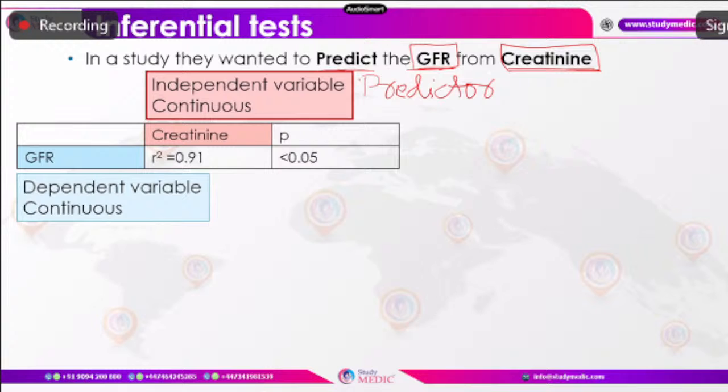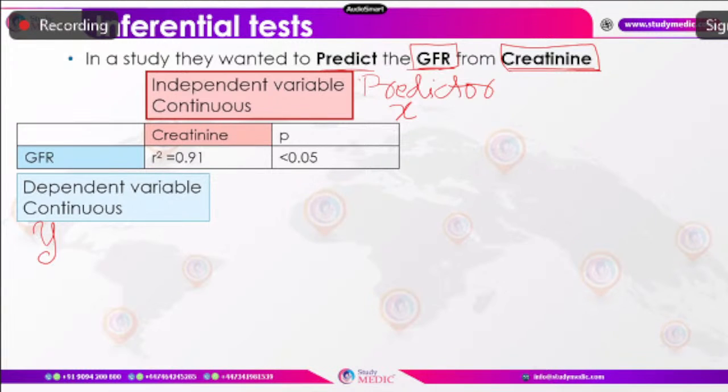Now, what type of variable is this dependent variable when we put it as Y, and the independent predictor variable when we denote it as X? So what type of variable is this GFR? It's a continuous variable and it is a dependent variable. What type of variable is creatinine? It is also a continuous variable and it is a predictor variable.